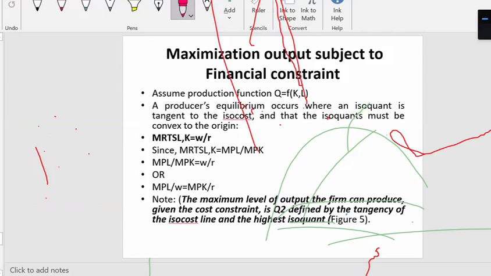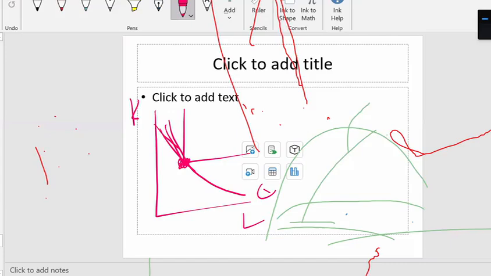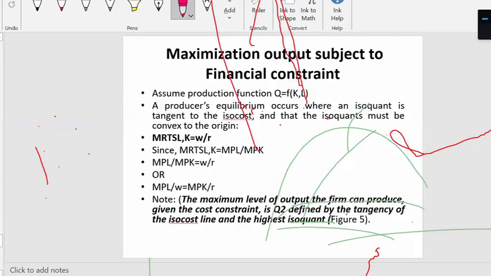But what is important there is just this condition here. Just this condition.